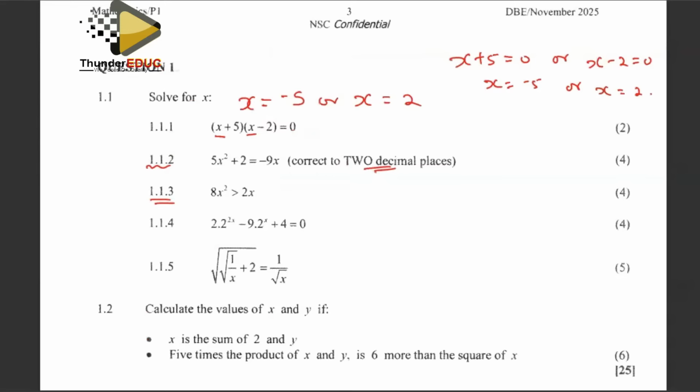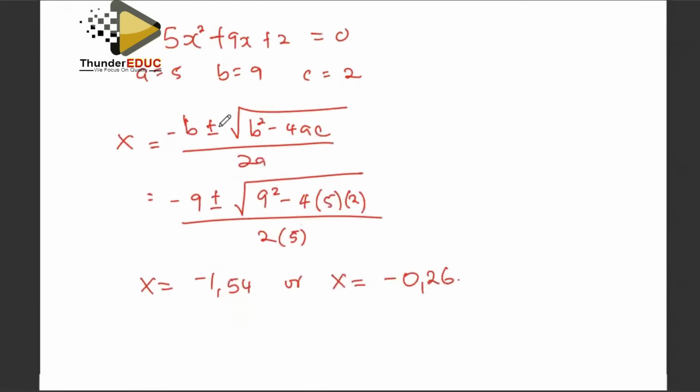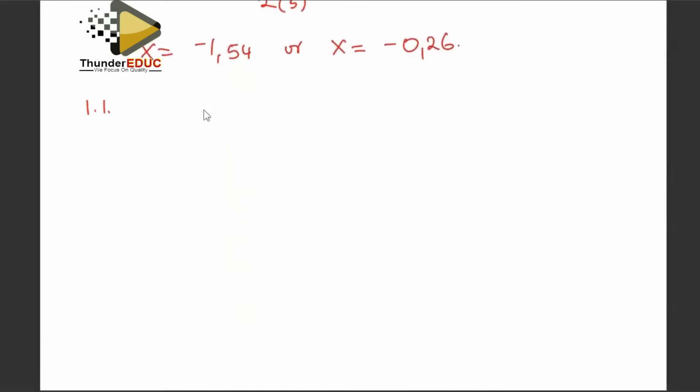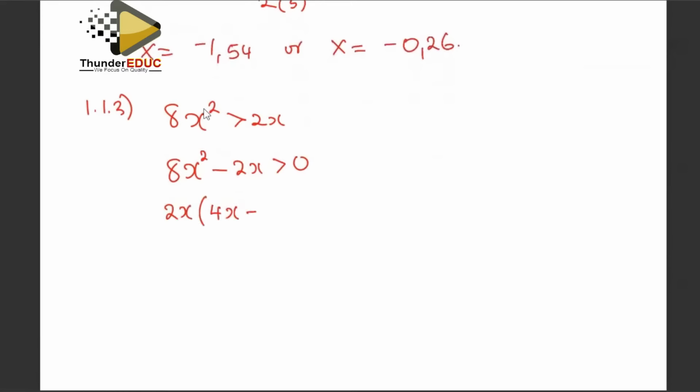Then 1.1.3. They're telling us that we have 8x squared is greater than 2x. So this is an inequality. So create a standard inequality, meaning 8x squared minus 2x should be greater than 0. What's common? 2x is common. I'll be left with 4x minus 1 is greater than 0. So either the 2x will be 0, meaning that x is 0, or the 4x minus 1 will be 0, so that x becomes 1 over 4.